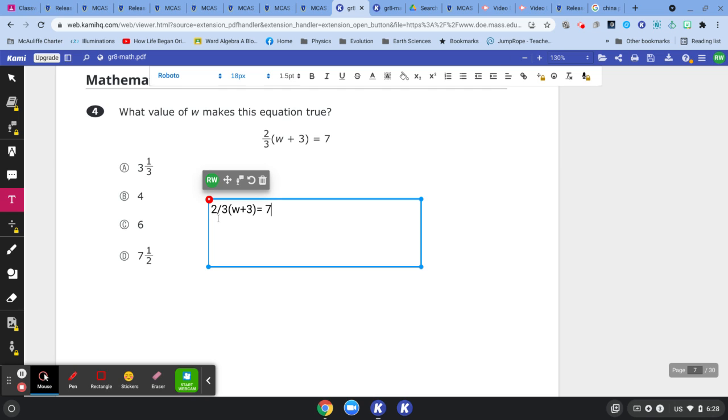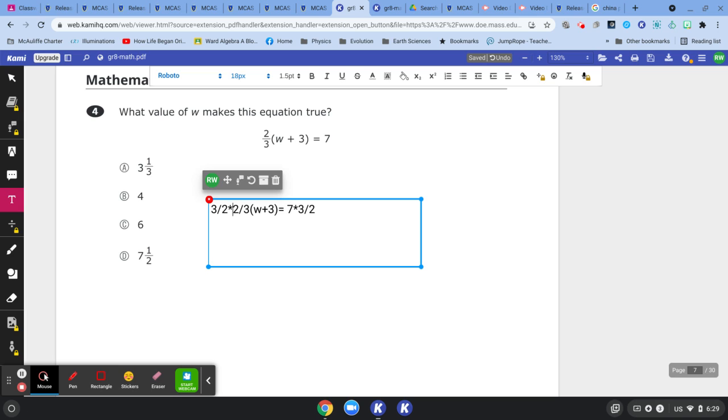All right, so let's start off by getting rid of this times 2/3. I have two choices. I could multiply in the 2/3, or I could just get rid of the 2/3 by multiplying both sides by its reciprocal. That's what I'm going to do. I'm going to multiply both sides by 3/2.